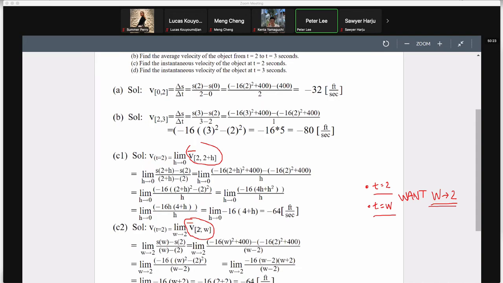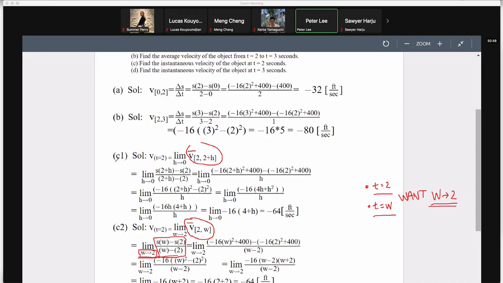So the velocity from t equals 2 to t equals w, we get this. This is now the average velocity. Now we want to close the gap. We want to take the limit for w approaching 2. And when you do that, that limit expression, the final result will be the instantaneous velocity.